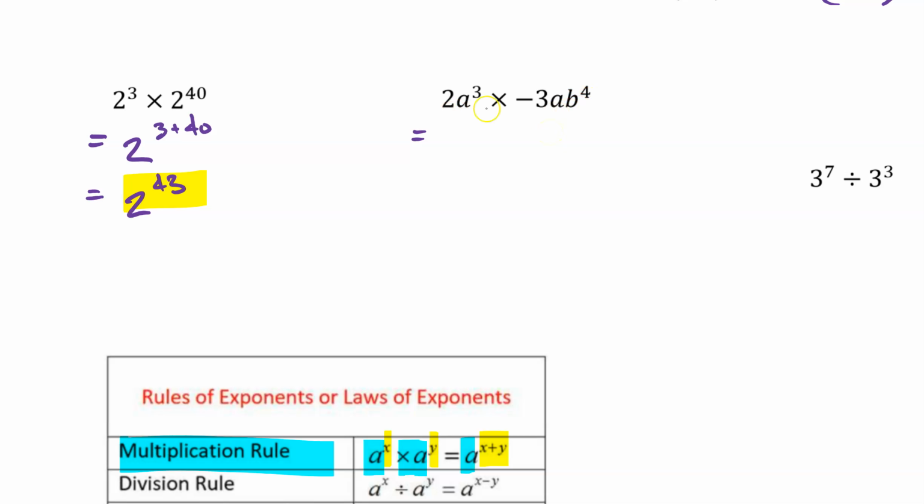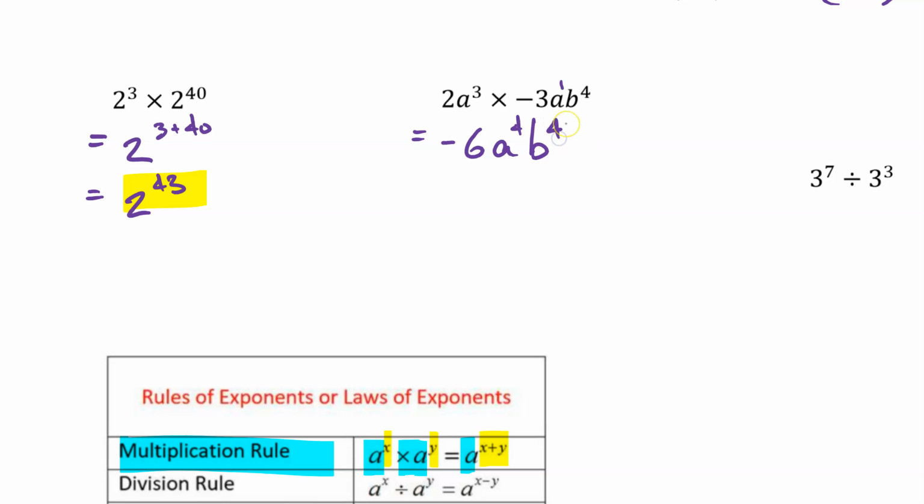So what really happens? Let's deal with the sign first. This is a positive times a negative. That gives me a negative. 2 times 3 is 6. A cubed and a, well, there's a 1 on this. Okay? If I don't write it, there's always a 1 on it. And in this case, a cubed and a to the exponent 1, if I add the exponents, I get a to the exponent 4. Okay? Then I also have b to the exponent 4.